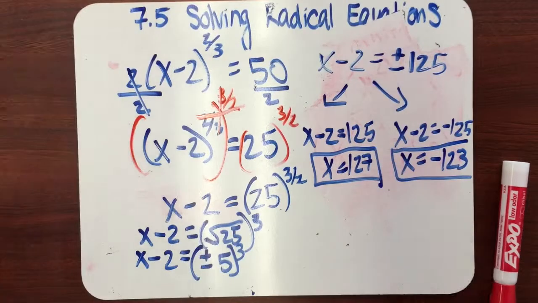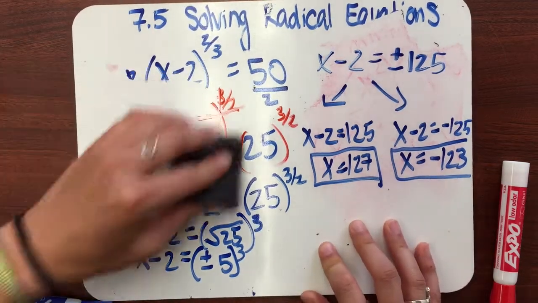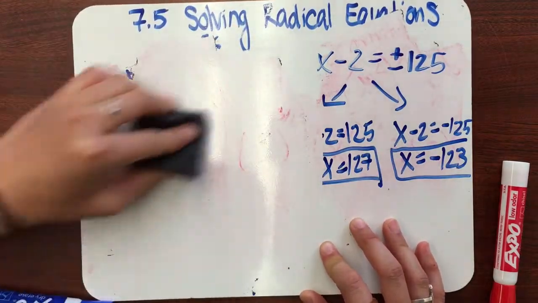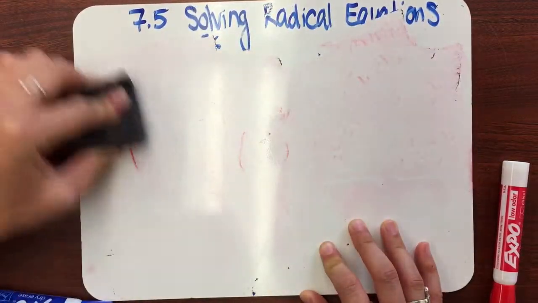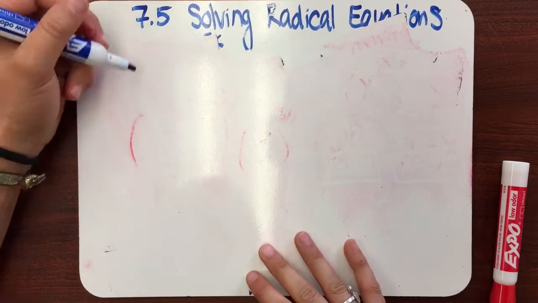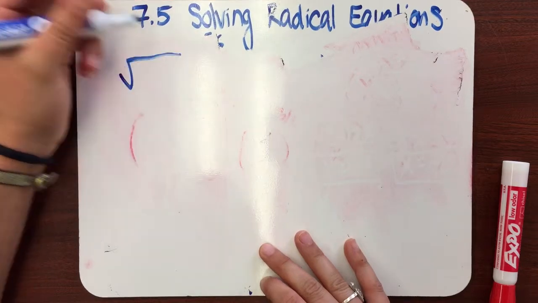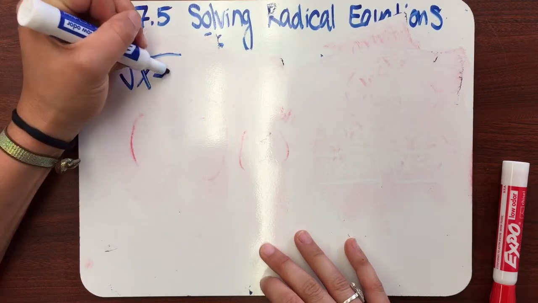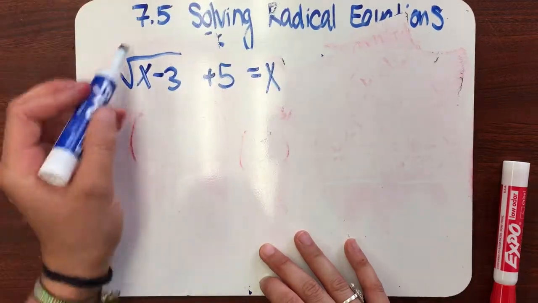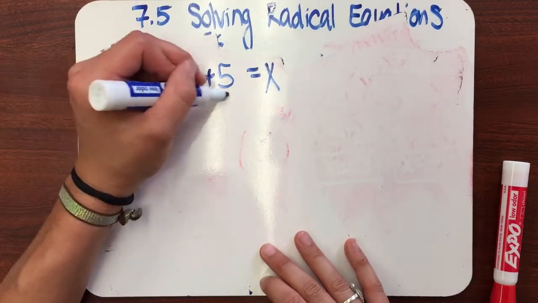And then you would plug them back in to check them. Okay, another one would be where we will have a radical, and then we would also have a binomial. So let's say, for example, we have the square root of x minus 3 plus 5 equals x. So again, we have to get the square root by itself.